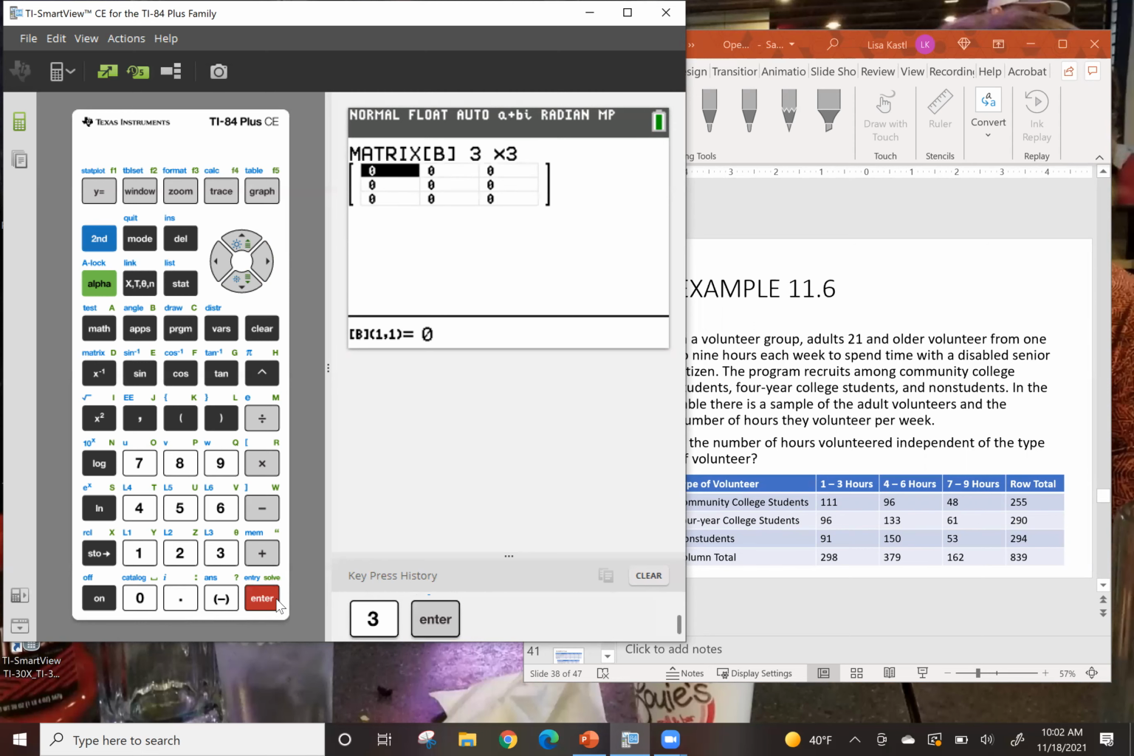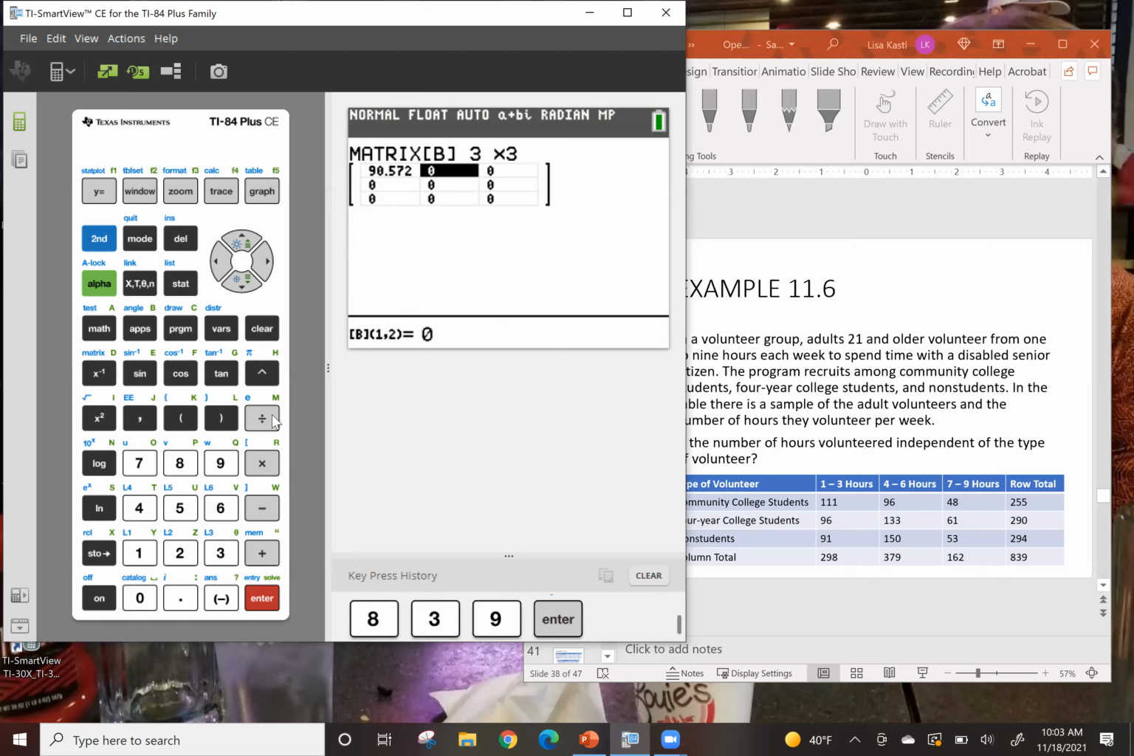All right, so I actually calculated all 9 of these cells. So I took my calculator out and I did 255 times 298, and I divided that by 839 to find that first cell. Or I can let my calculator do it. So I can type in 255 times, what was my row total? 298, and then divide that by the total, which is 839, and it calculates it for me.